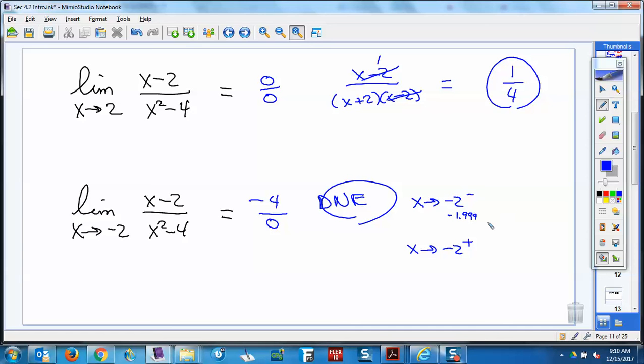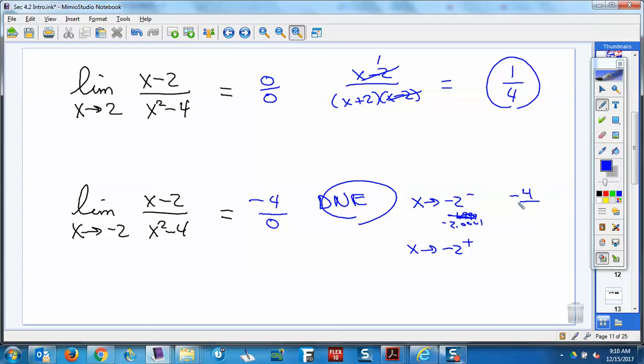No, that's to the right. What's to the left of negative 2? Negative 2.001, right? Let's plug it in here. Now, if we put negative 2 minus 2, that's negative 4. So the top, I don't care about it. The top's going to be negative 4.